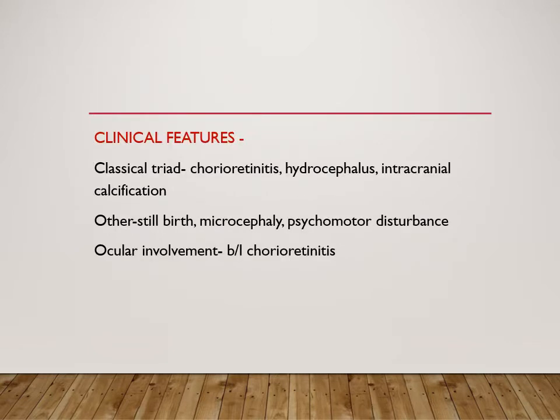So what are the clinical features of congenital toxoplasmosis? There is a triad: chorioretinitis, hydrocephalus, and intracranial calcification. Other than that, there can be stillbirth and microcephaly, that is the size of the head is small. Then psychomotor disturbances could be there. Ocular involvement, as already told, could be bilateral chorioretinitis. So this triad is usually asked. Other features are stillbirth or microcephaly.